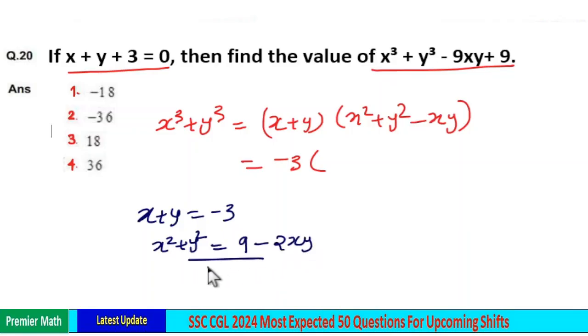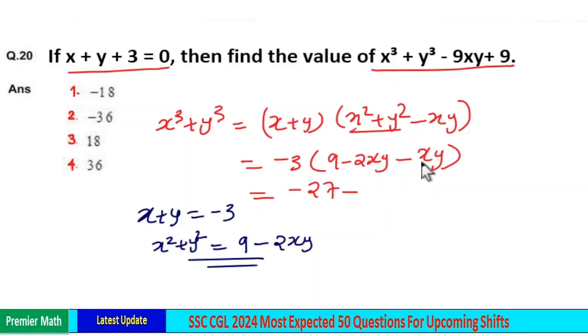So x square plus y square is equal to 9 minus 2xy. So apply this. 9 minus 2xy. Remaining is minus xy. So minus xy is equal to minus xy. Now this will become minus 3 into 9 is equal to minus 27, and minus 2xy minus xy is minus 3xy. Minus 3xy into minus 3 is equal to plus 9xy.